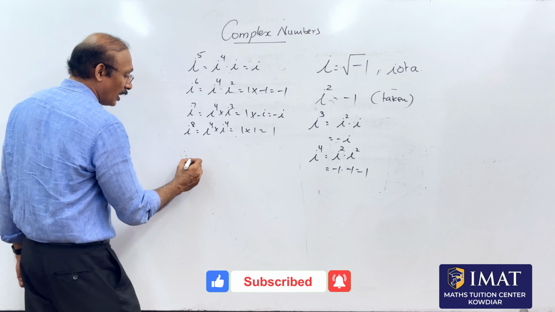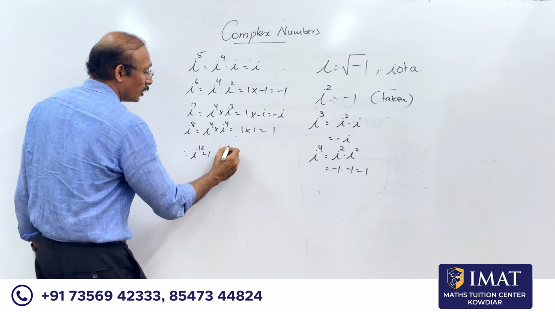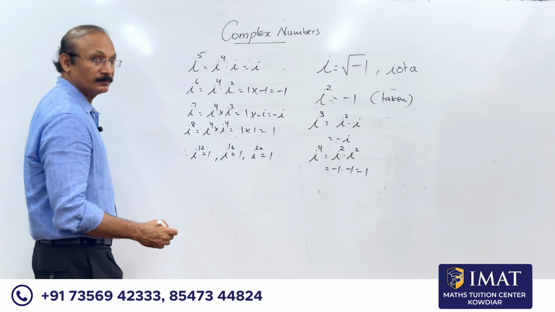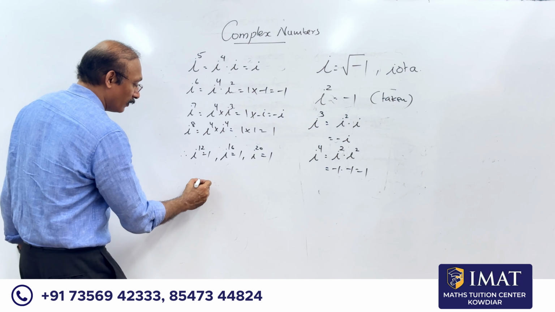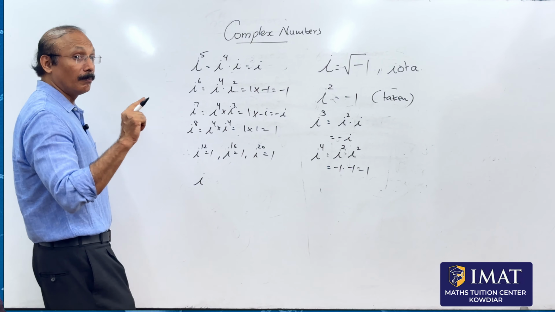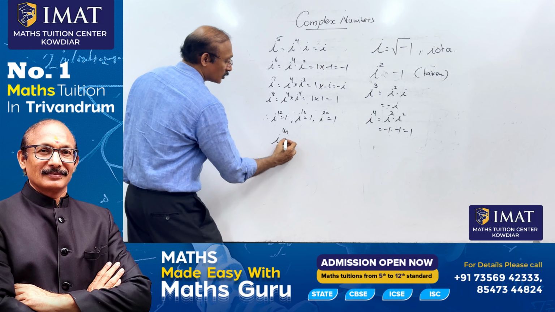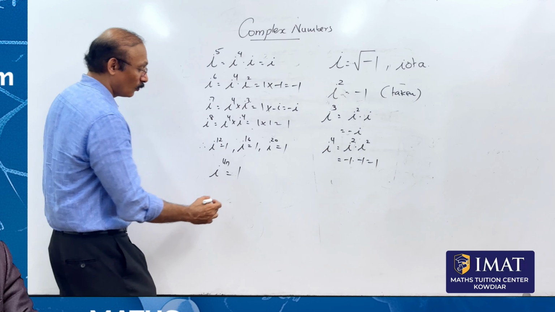Yes, you said it right. i^12 will be 1. i^16 will be 1. i^20 will be 1, and so on, which means when you have the power of i a multiple of 4, I'll write it as 4n, it will always be equal to 1. Did you understand this?